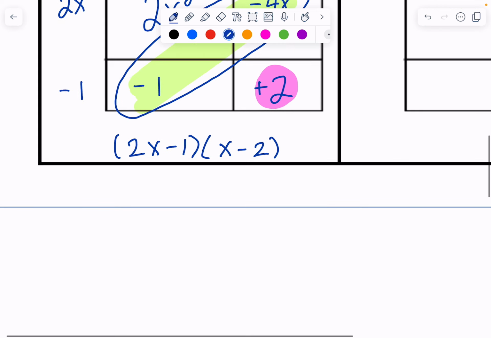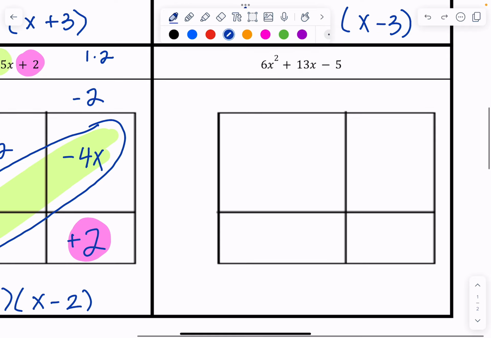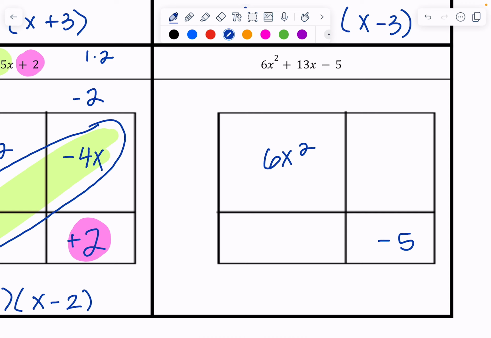And note that you can always check your work by distributing that out, and you should get what we originally had. All right, last one, we've got 6x squared and negative 5. We want to multiply to get negative 5, so luckily it's just 1 times 5, and one of them is negative. The tricky thing about this one is we could have 6x and x, or we could have 2x and 3x. So this one we might have to do some guessing and checking. So let's start with 6x and x. And we only have 2 options. We've got 1 and 5.